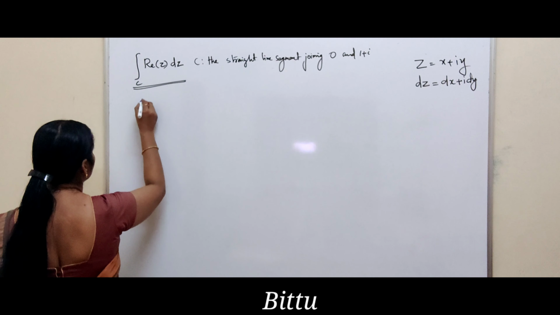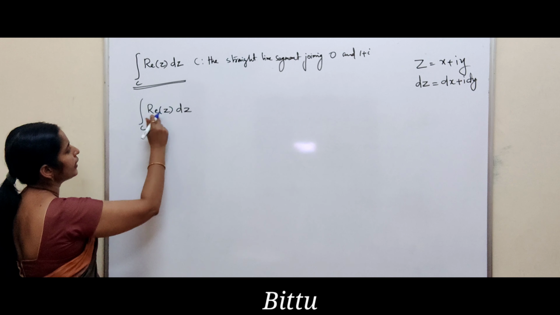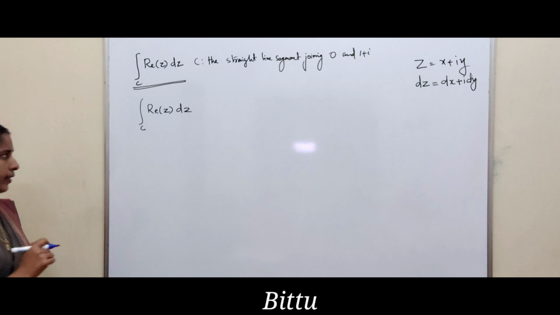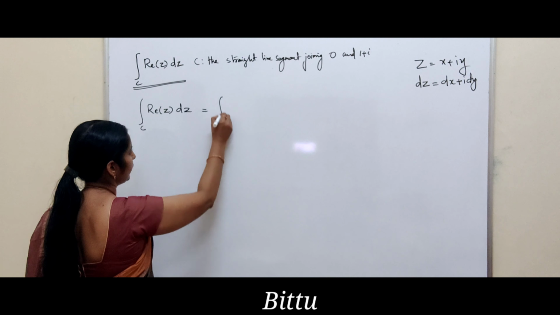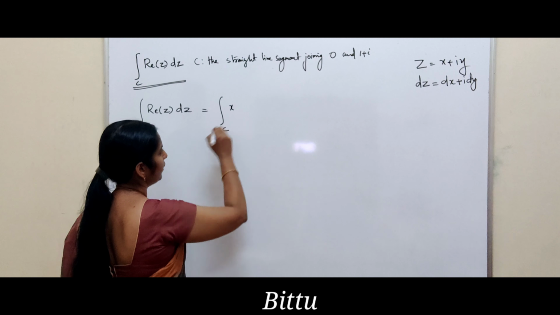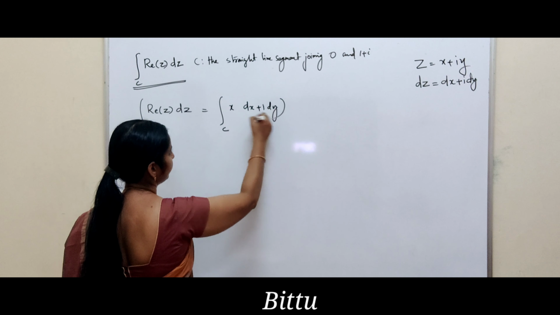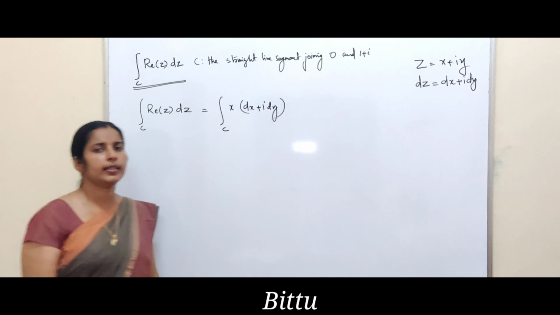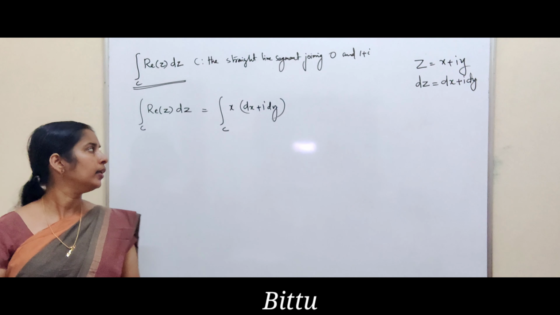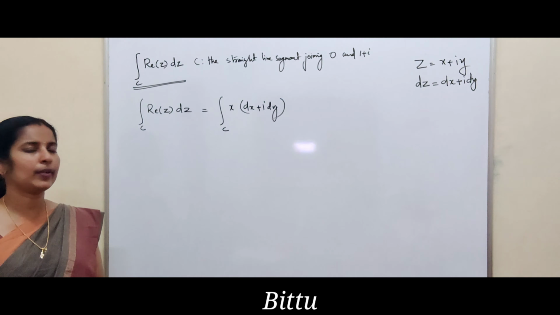So we have integral over C, real z dz. Real z means real part of z. What is the real part of z? Real part of z is x. What is dz? dz is dx plus i dy. See, this is the given integral. Here we have to integrate x into dx plus i dy along the straight line segment.